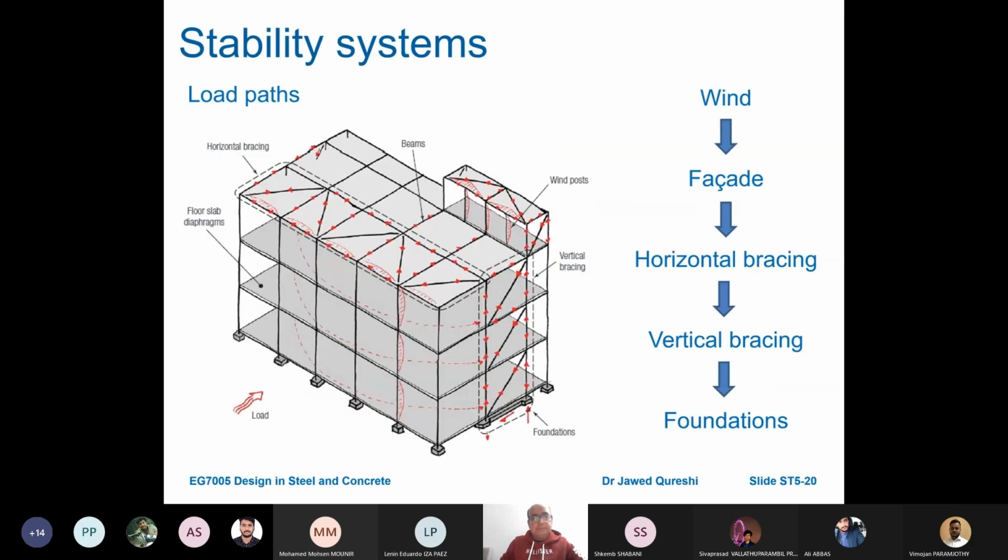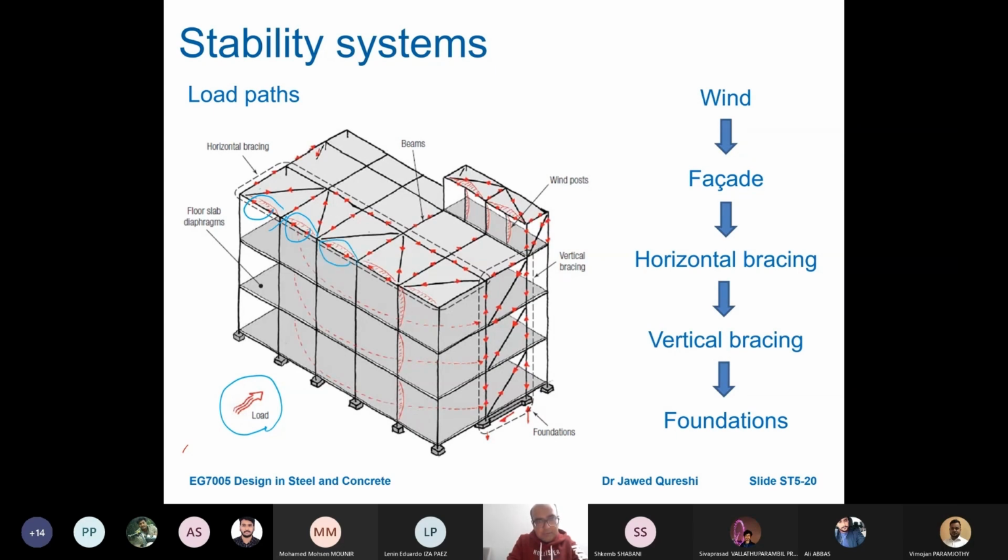Now, before I do that, I would like to talk about stability systems: how the loading is transferred from the wind load all the way to the foundations. Here, the wind load is applied. Firstly, it touches the roof. It touches the horizontal bracing, and through horizontal bracing, it is transferred to these members. Again, it goes to horizontal bracing, and it is transferred to these members.